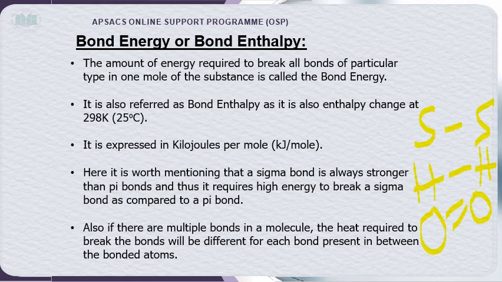Definitely, first there will be the breakage of a pi bond, which needs a smaller amount of energy, and then there will be the breakage of the sigma bond between the two bonded atoms. So the energy requirement will be higher, as sigma bonds are stronger than pi bonds. You can write it as the difference between sigma and pi bond.